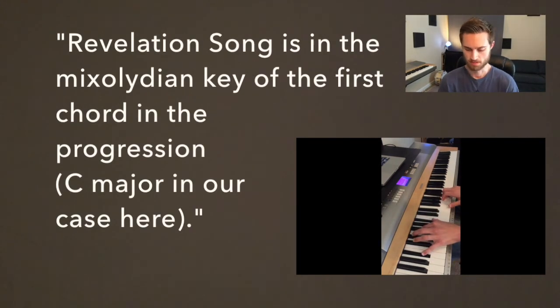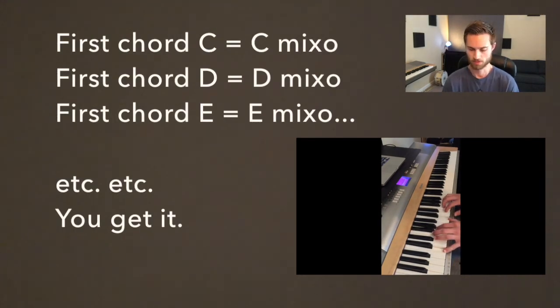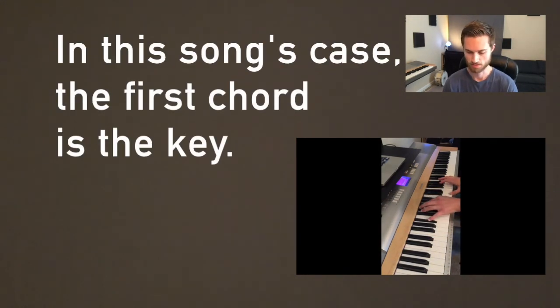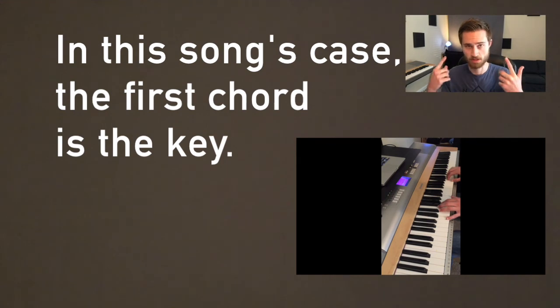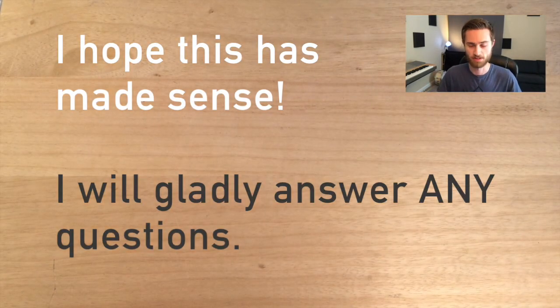I believe that Revelation song is in the mixolydian key of the first chord in the progression. So if we started with the C major chord, we're in C mixolydian. If we were in a totally different key and say started with an E major chord, we're in E mixolydian. In this particular song and chord progression, the first chord of the song is the key of the song. The music theory evidence, in addition to the aural evidence, what we can hear, point to this conclusion. Whether you fully agree or disagree with my arguments here, I hope this has helped clear up any confusion surrounding this possibly confusing chord progression.